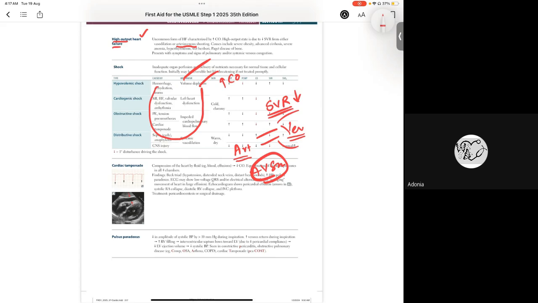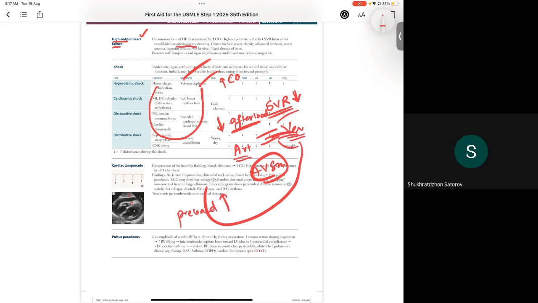So what would happen to the afterload? It would reduce. Perfect. Systemic vascular resistance decreases, afterload decreases, a lot of blood is entering into the veins. What would happen to the preload? Preload will increase. It means that a lot of blood is entering into the heart and a lot of blood is moving out of the heart, because if the afterload decreases, cardiac output increases.